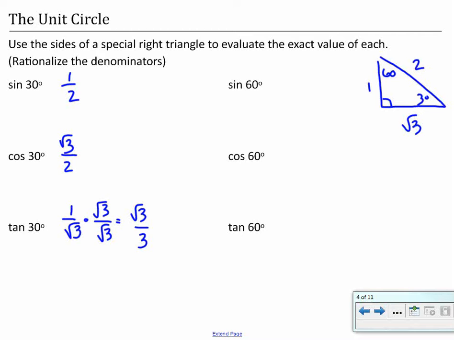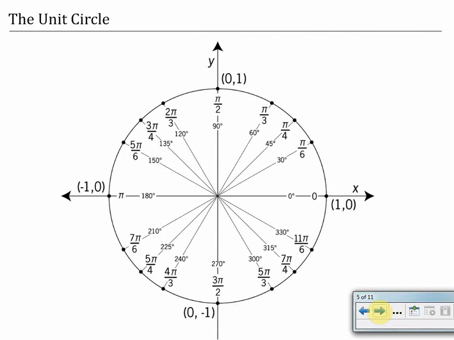I'm going to do the same thing for 60. Radical 3 over 2, opposite over hypotenuse. Cosine 60, 1/2, that's adjacent over hypotenuse. And tangent of 60, opposite over adjacent, which is just radical 3. No need to rationalize the denominator here because the denominator is just 1. So now I can take all of those values and use them on what's known as the unit circle.